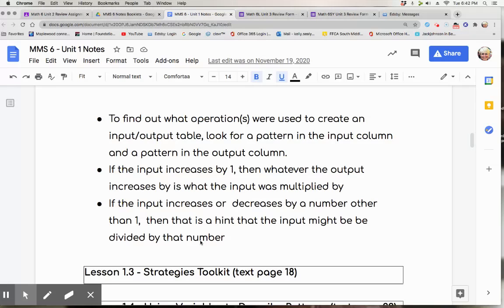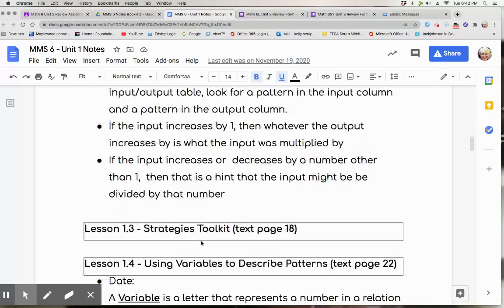that's a really good hint for us to find out what is being done to the output. Last point here says, if the input increases or decreases by a number other than 1, then that might be a hint that the input might be divided by that number. So if you see that your inputs are going up by 3 each time, then maybe it's because you have to divide it by 3.